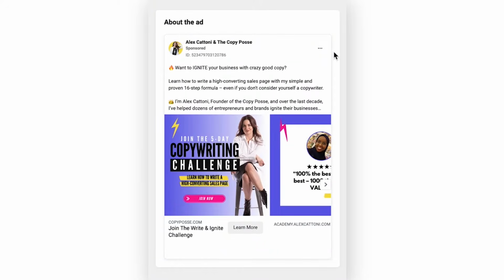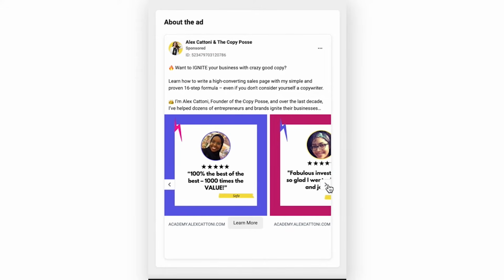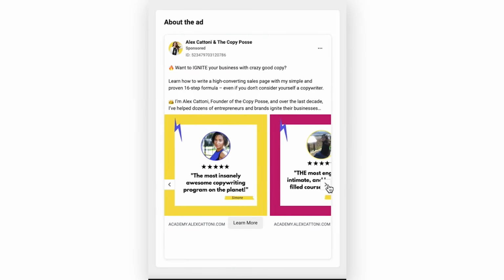Now, another way that you can look at this is by adding social proof. And we do this with a lot of our carousel type ads, where the front image will be the main image that is capturing attention and communicating the important stuff, and then the subsequent images are actually social proof testimonials and quotes taken directly from my students.